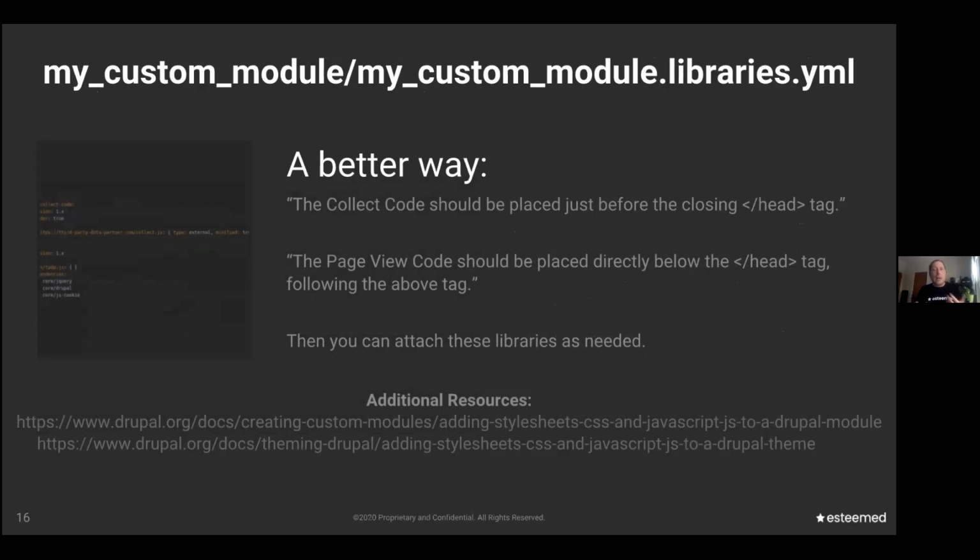Let's say your client is saying the collect code should be placed just before the closing head tag, and the page view code should be placed directly below the head tag following the above tag. Then you can attach libraries. Essentially, you've got a libraries.yaml. Just like what we were talking about, there's a my_module folder, and inside there you put my_module.module. That's where you put your hooks. If you put my_module.libraries.yml, that's your libraries.yaml file.